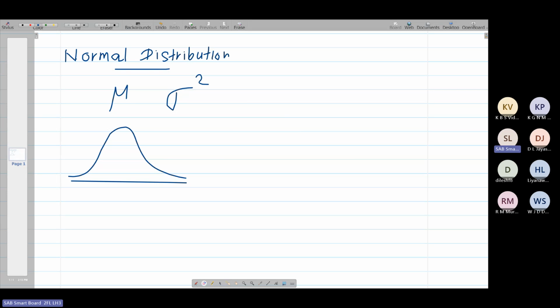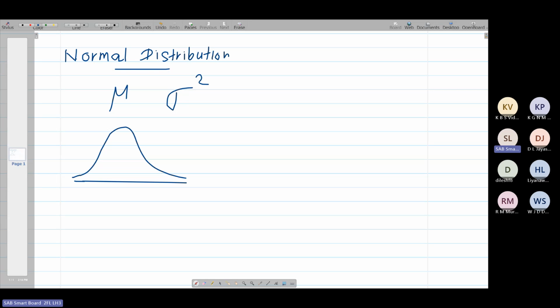The first characteristic is the shape. It is a bell-shaped curve. Looking at this curve, it is like a bell. The first characteristic we can say is that it has a bell-shaped curve. All these things are in your slides. The first one is that it is a bell-shaped curve.